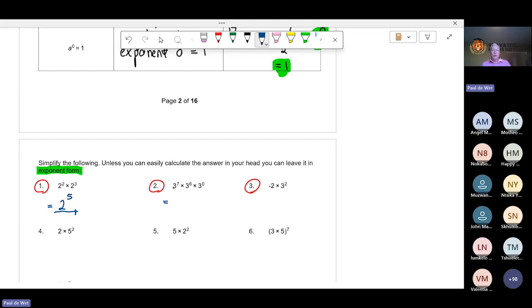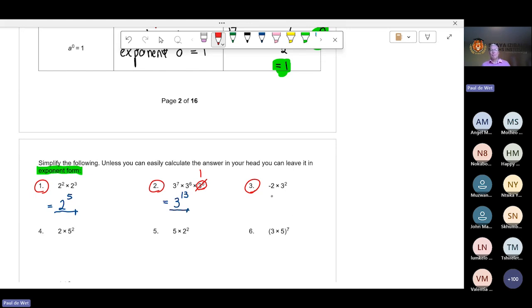Number 2, we are multiplying, so we must add our exponents. Now 3 to the 7 plus 6 plus 0. That's 3 to the 13 is our answer. And you might say, Paul, I didn't worry about this because this is just 1. Then you would still get 3 to the 13. It makes sense. It always makes sense.